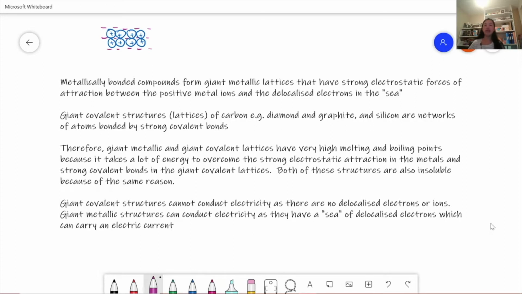covalent bonds, and therefore giant metallic and giant covalent lattices both have very, very high melting and boiling points, because it takes a lot of energy to overcome the strong electrostatic attraction in the giant metallic lattices, and also the very strong covalent bonds in the giant covalent lattices. And so both of these structures are also insoluble because of this same reason, because a lot of energy is taken to overcome all the bonds. Giant covalent structures can't conduct electricity as there are no delocalized electrons or ions, whereas giant metallic structures can conduct electricity as they have a sea of delocalized electrons, so free electrons, which carry the electric current.